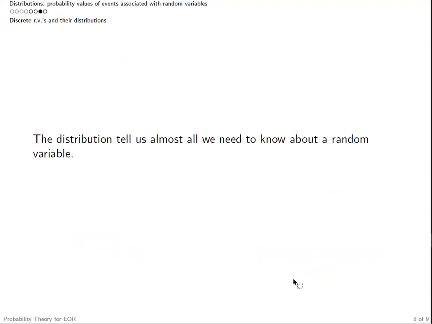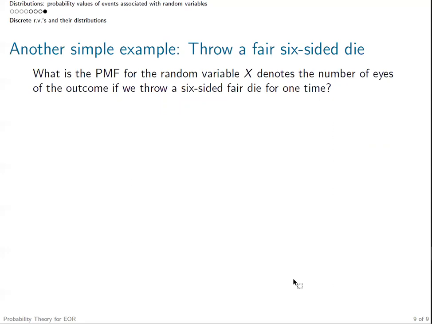Okay, those are the distribution functions associated with real valued random variables and discrete random variables. They basically tell us almost everything we need to know about a random variable. Let's take a look at another simple example, right? Throw a fair 6-sided die. So after the introduction of so many abstract concepts or definitions, let's take a look at one simple example from our daily life to concretize all those abstractions.